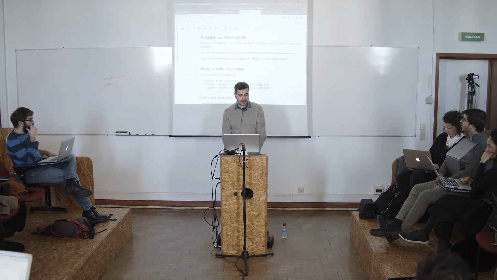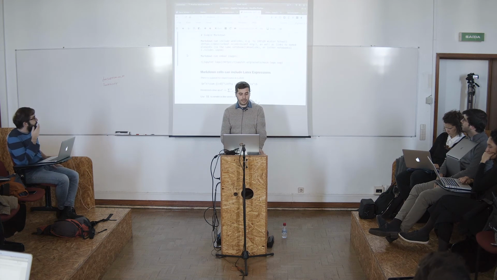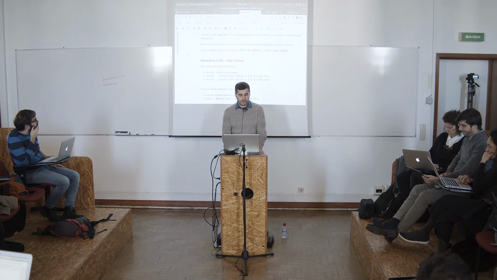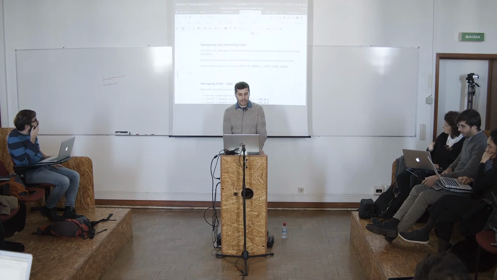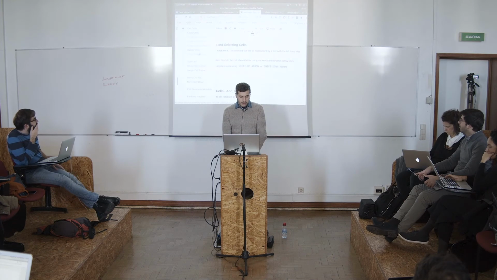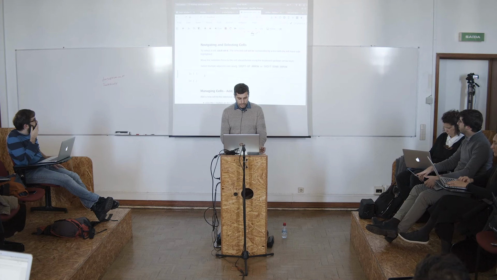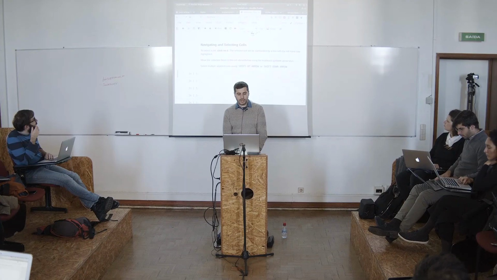To select a cell, just click on it. Once you have clicked anywhere on the screen, you can move around with the arrow keys, up or down. If you want to add a new cell, just click on the Add button, and this will add a cell below. If you want to add a cell above, you can go here and click on Merge Cell Above, or use the keyboard shortcuts. I'm very used to Jupyter, so I'd rather use the keyboard. So Control-M-A to add above, Control-M-B to add below. For deleting, you can also go to Edit, Delete Cells, or Control-M-D. And that's going to remove cells.